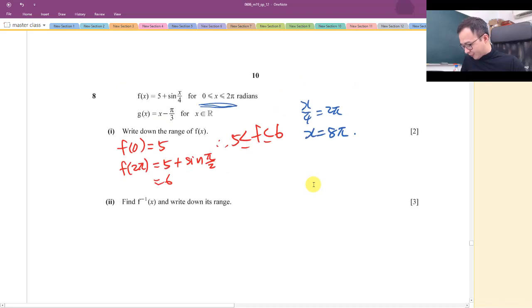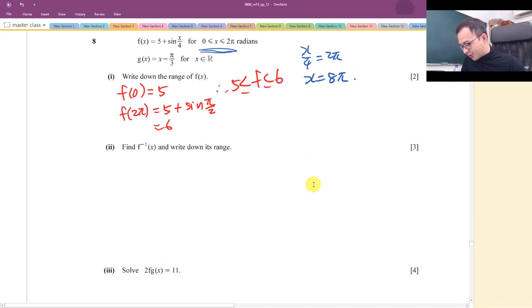Alright, so okay, f inverse and range. f inverse is quite simple. So we're going to make y equals 5 plus sine x over 4.